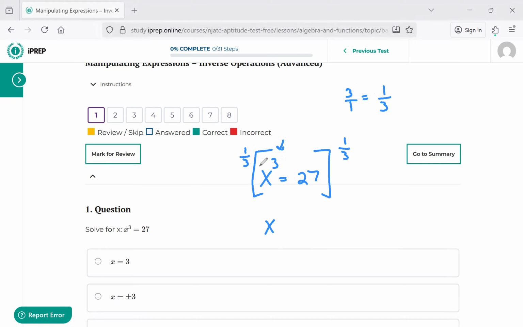On the left side, what is x cubed raised to the 1/3? If you recall your exponent rules, when you raise an exponent to a power, you multiply. So what's 3 times 1/3? It cancels and just becomes 1. So you're just left with x to the 1, or just x, right? And then on the right side, it's 27 raised to the 1/3, which is the same thing as the cube root of 27.